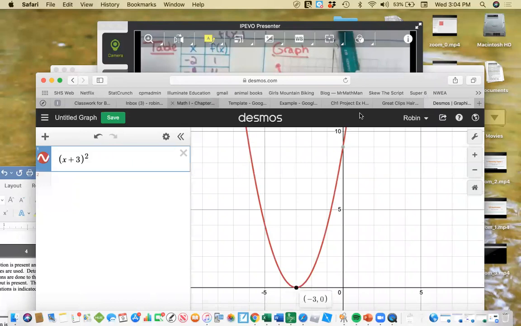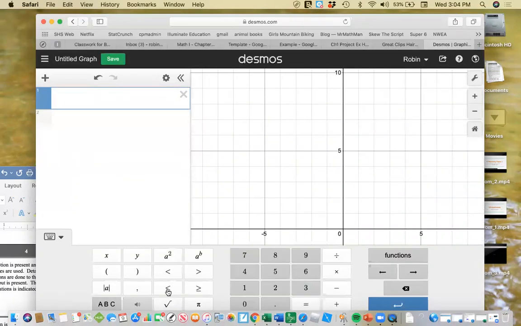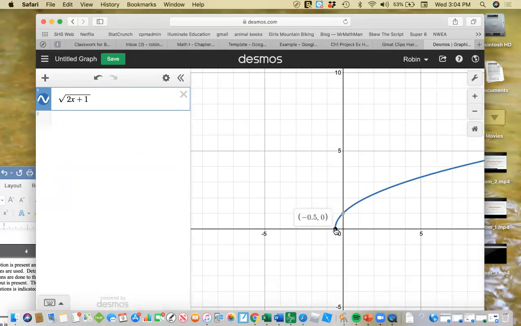All right, let's look at the other one just to do one more. And if I was going to screenshot it to get in here, for my other function, I need to pull up the keyboard, and it told me I was going to square root. Inside the square root, I was going to do 2x plus 1, and there's my graph. I can see where there's that x-intercept at -5, 0. I see my y-intercept, and I'm going to go ahead and screenshot this.